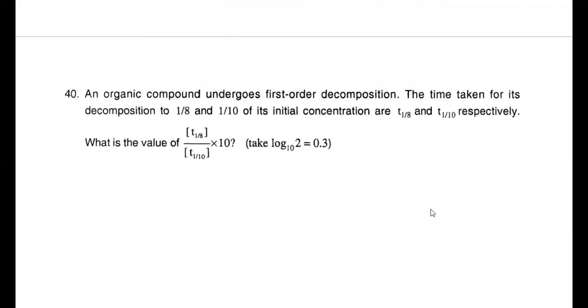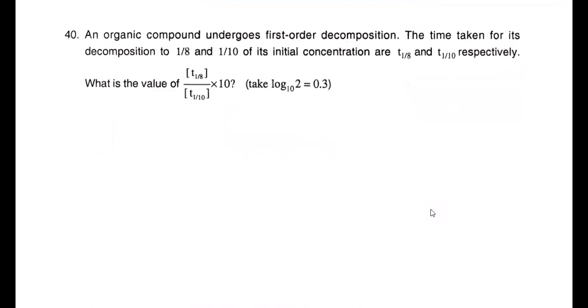And question number 40 is: an organic compound undergoes a first order decomposition. The time taken for the decomposition to 1 by 8 and 1 by 10 of initial concentration are T1 by 8 and T1 by 10 respectively. Then the value of T1 by 8 by T1 by 10 into 10 you have to calculate. So simply, first order kinetics, T1 by 8 means the time taken for decomposition to 1 by 8 of initial concentration, so it is C0 to C0 by 8. And T1 by 10 simply means C0 to C0 by 10.